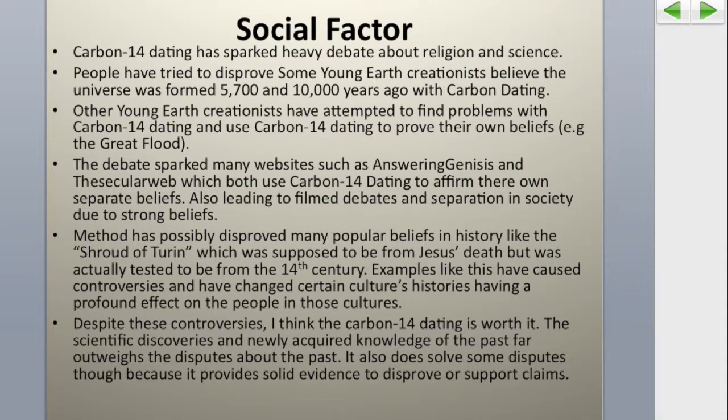The scientific discoveries and newly acquired knowledge of the past, present, and discoveries for the future far outweigh disputes about the past. It also solves some disputes because it provides evidence to disprove or support claims that do not rely heavily on myths or assumptions, especially in history.